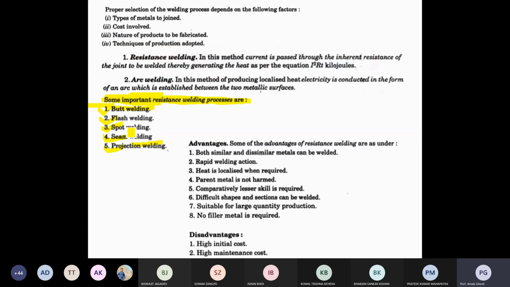Then we will discuss arc welding. I am trying to complete today up to arc welding and the most important features of resistance welding. I also discussed the advantages and disadvantages of resistance welding, so I am not going to repeat it again. Our main thrust and most important part is the important features and working principle of the different types of resistance welding.